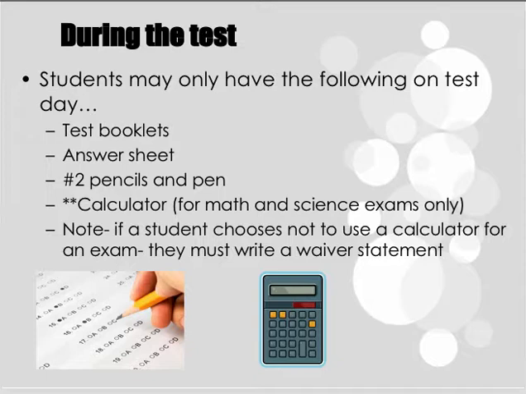So during the test, students can only have on their desk their test booklet, their answer sheet, a number 2 pencil and a pen, and then a calculator for the math or the science exam. Now we're going to have plenty of calculators available for students who don't bring their own. But if a student for some reason chooses not to use a calculator for one of those exams, they must write a waiver statement, and copies of that will be available in your testing tub.